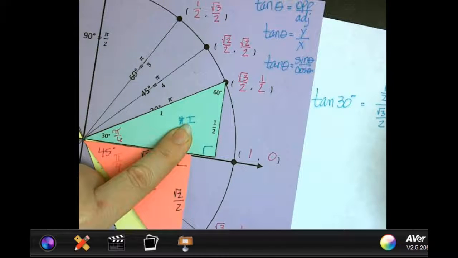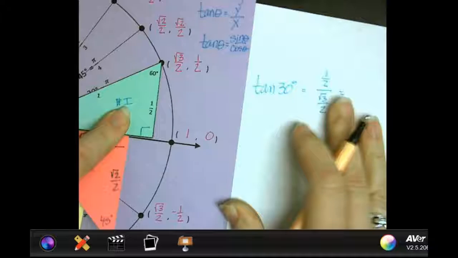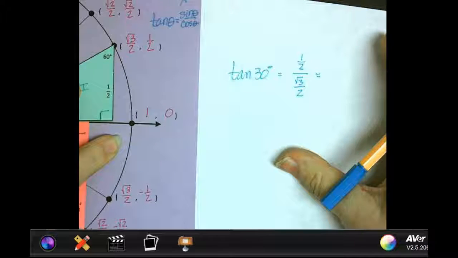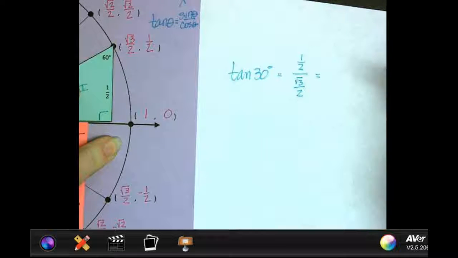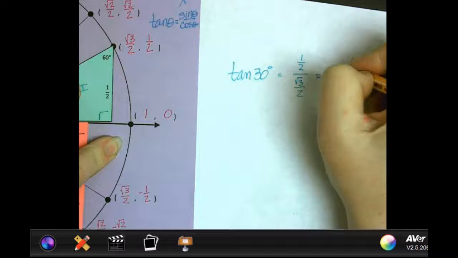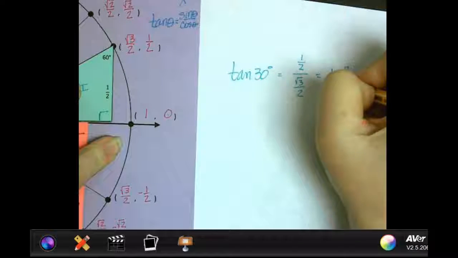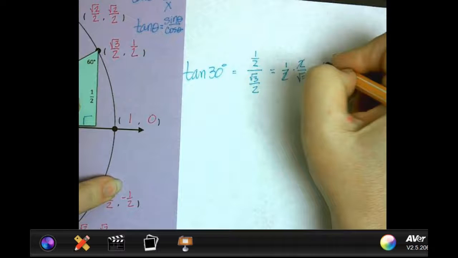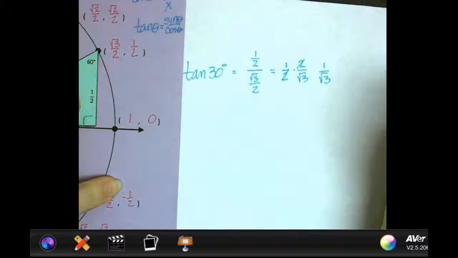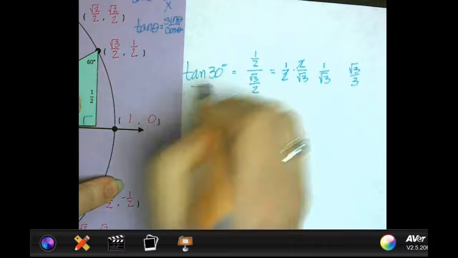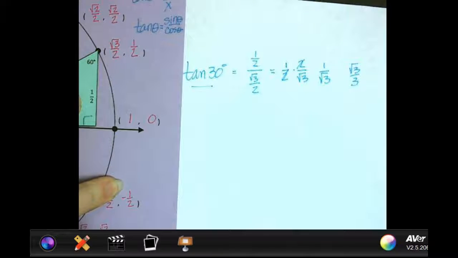Okay, sorry. When I divide fractions, what do I do? Flip and multiply. Okay. So I get 1/2 times 2 over the square root of 3, right? What happens with the 2's? They cancel out. So I'm left with 1 over the square root of 3. Do I get to leave it like that? No, so it's square root of 3 over 3. So that's where the tangent of 30 comes from. Okay, does that make sense to you?